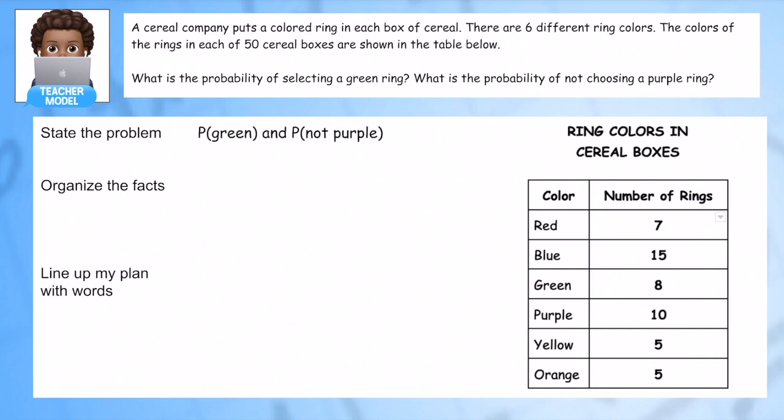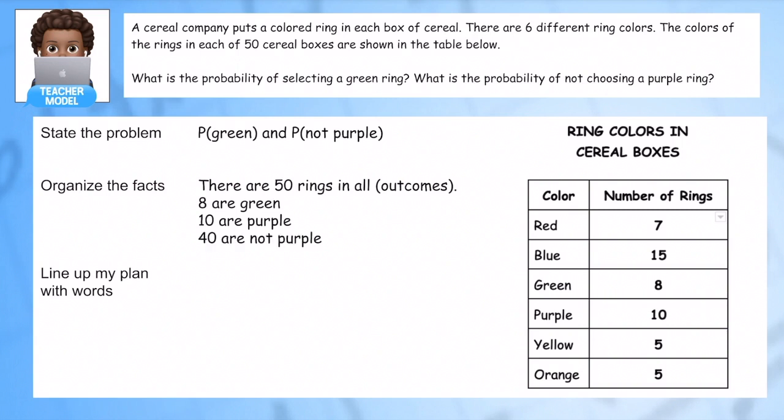So we pretty much want to know the P of green, the probability of green, and the probability of not purple. Here's what we know. We know there are 50 rings in all the colors. We see all the outcomes there. We know that 8 are green and 10 are purple. I'm not looking at all the others. So if I know 10 are purple and I want the ones that are not purple, out of 50, that means 40 are not purple.